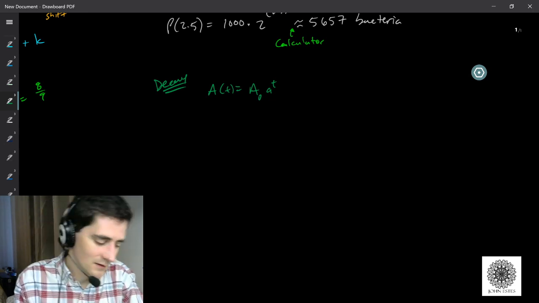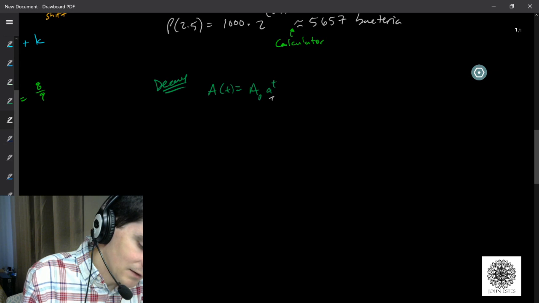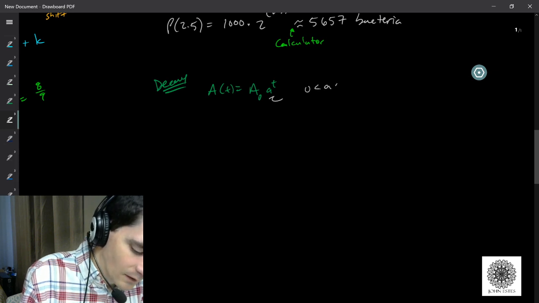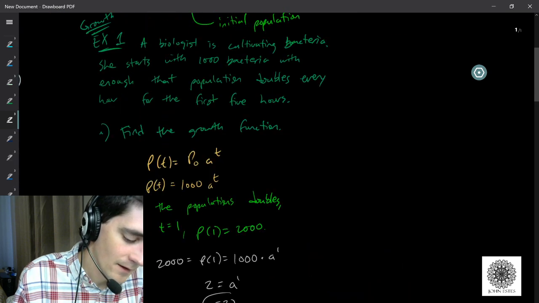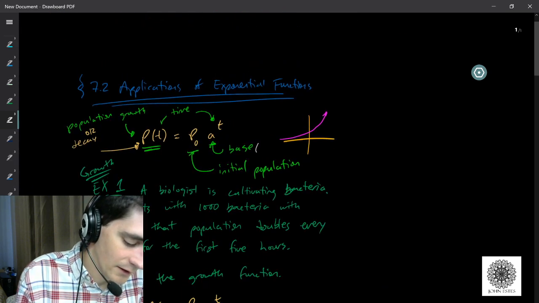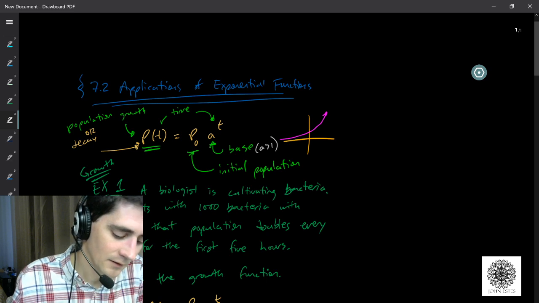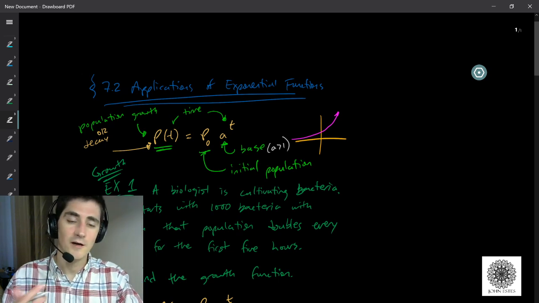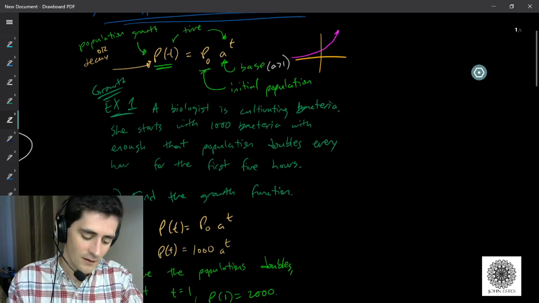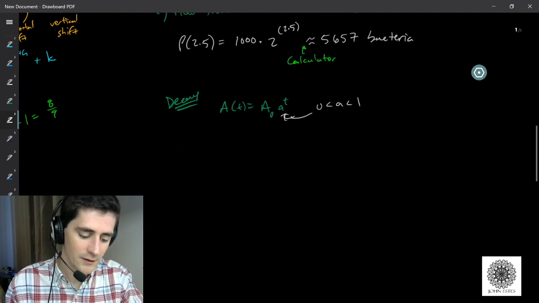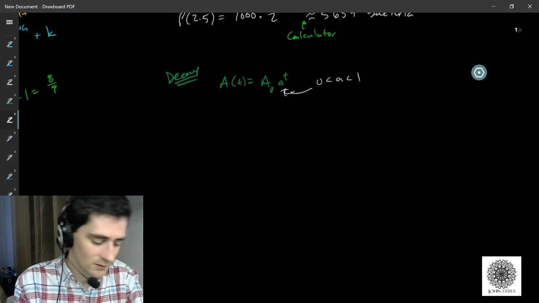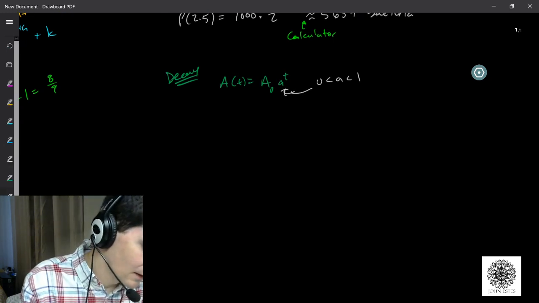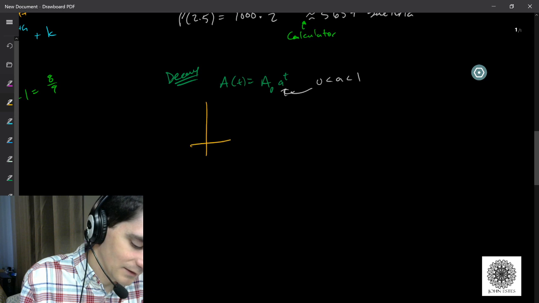The only difference here is that a, my base, is between 0 and 1. And we didn't mention this with growth, but with growth, you want your a to be bigger than 1. Okay, so that way when you multiply a by itself over and over, it's growing. If you have a fraction between 0 and 1, you keep multiplying it by itself, it's actually going down. Okay, it's getting smaller. We saw that in the last section, that the graph looks something like this.